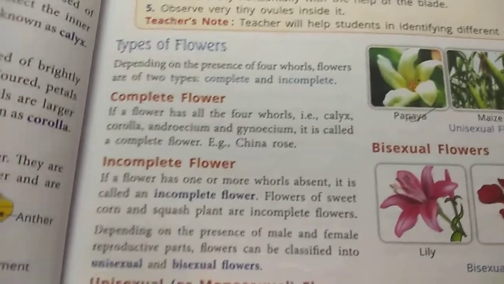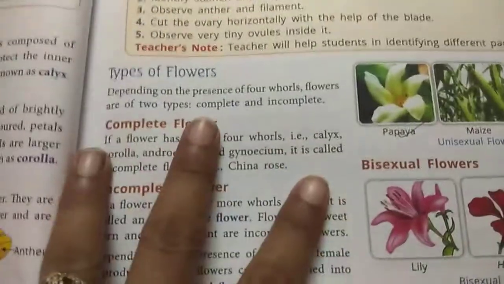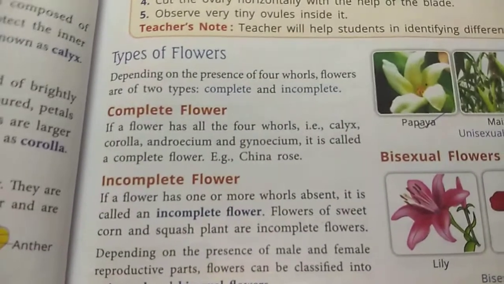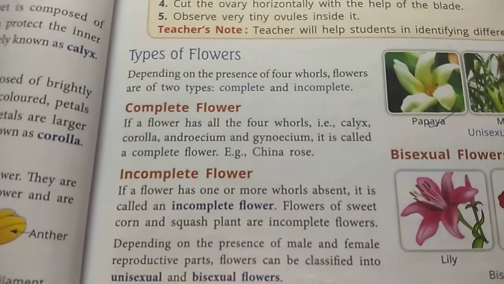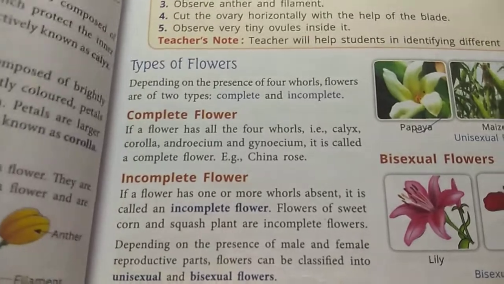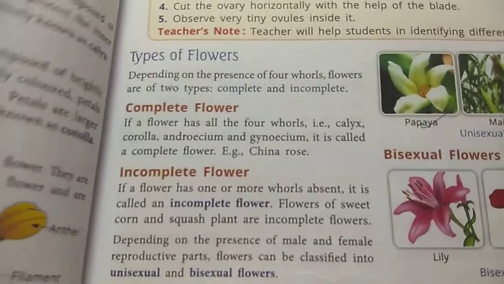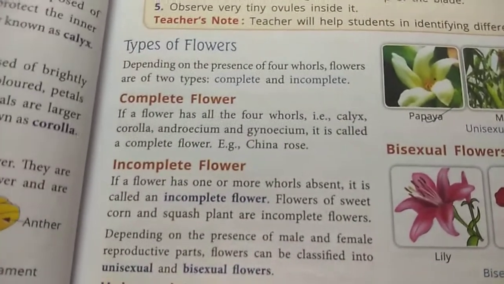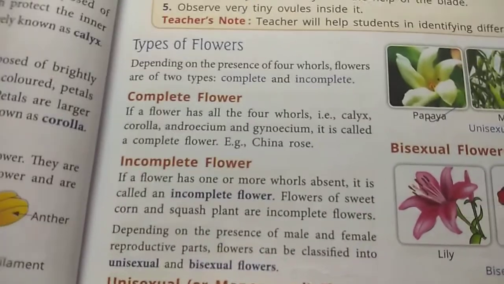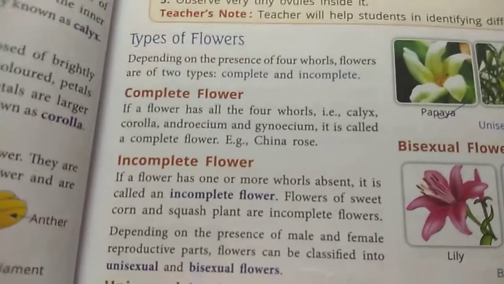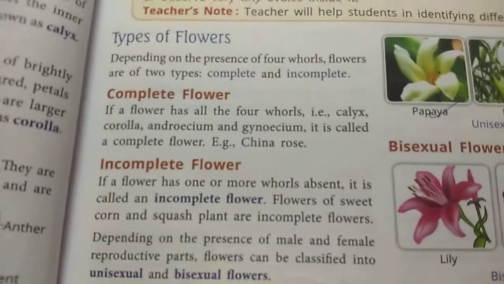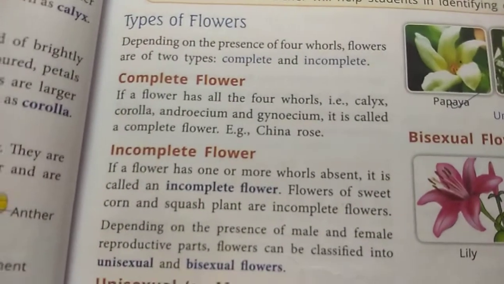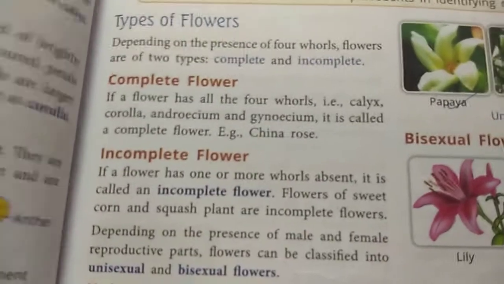Like in the last video we have seen that a flower has four whorls, but it is not necessary that all the flowers will have four whorls. Some flowers have four whorls and some flowers do not. So if they have four whorls, then it is known as a complete flower, and if they do not have four whorls, then it is known as an incomplete flower.